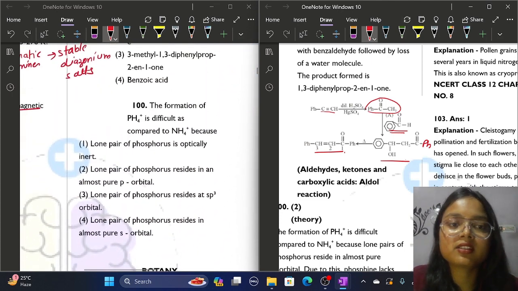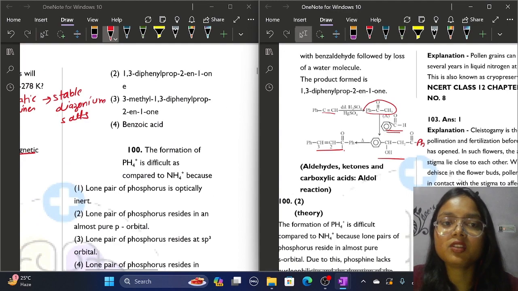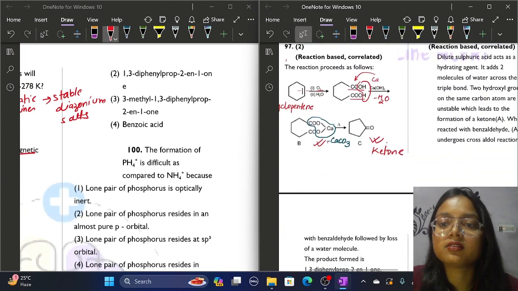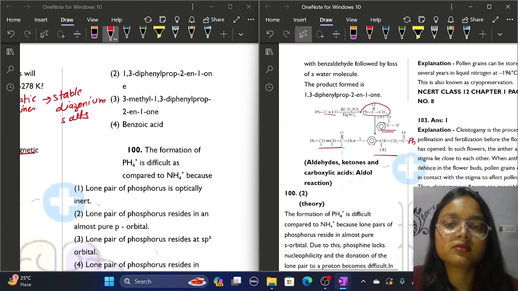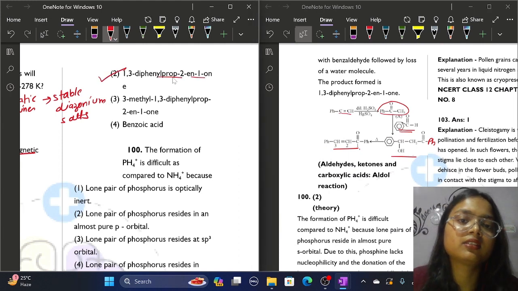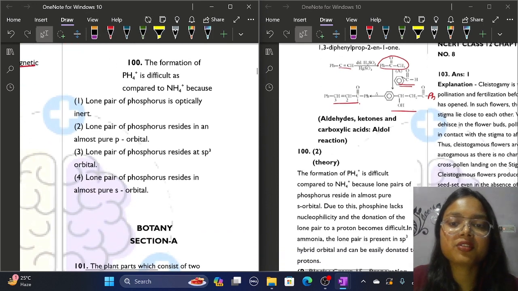So what is this compound? It is 1,3-diphenylprop-2-en-1-one. Okay. So the last question of chemistry.